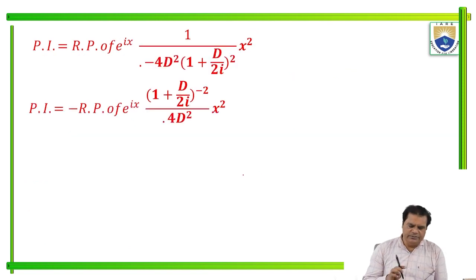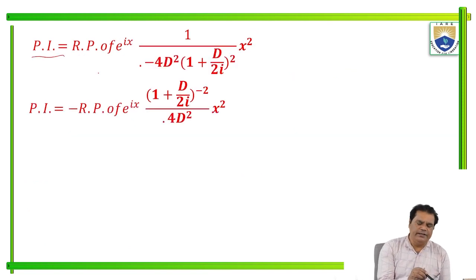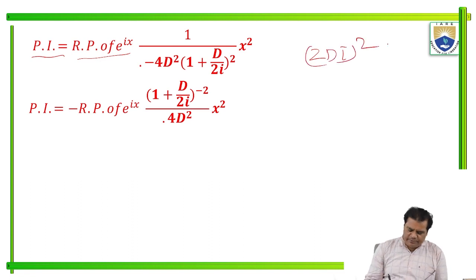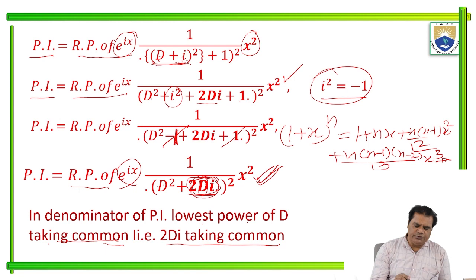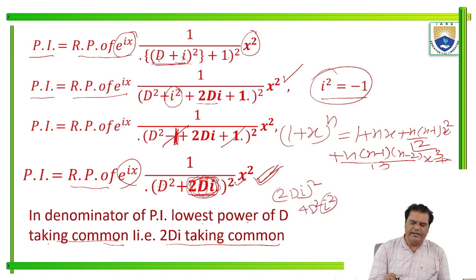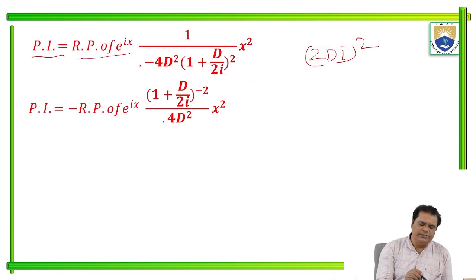So I am writing the particular integral as the real part of e to the power ix times 1 upon (2Di) whole square taken common, because here it is a square. If we take 2Di common, the square is taken common too. So (2Di) whole square is 4D square and i square, and i square is minus 1, so we get minus 4D square.